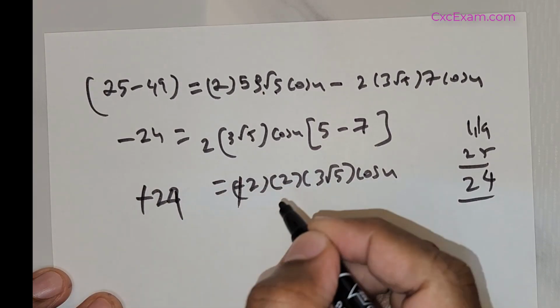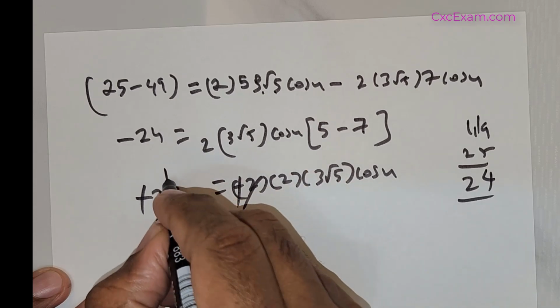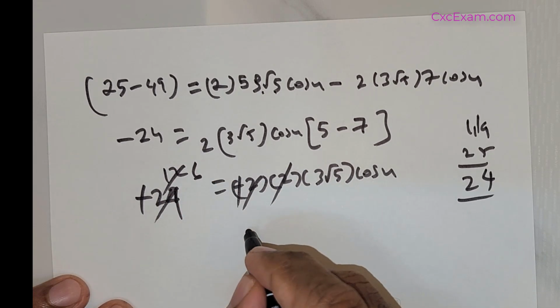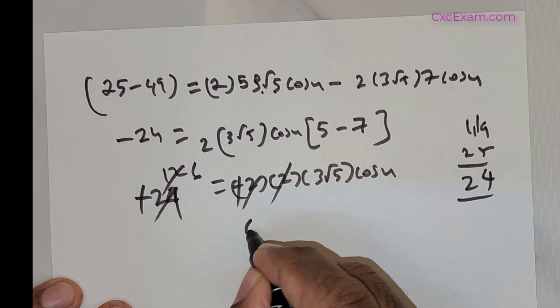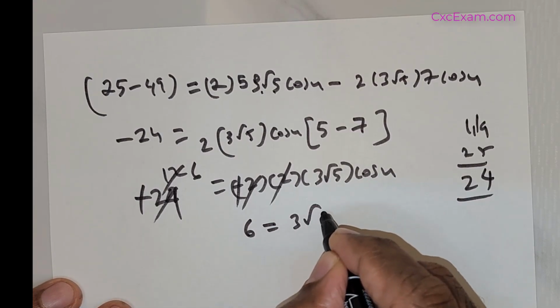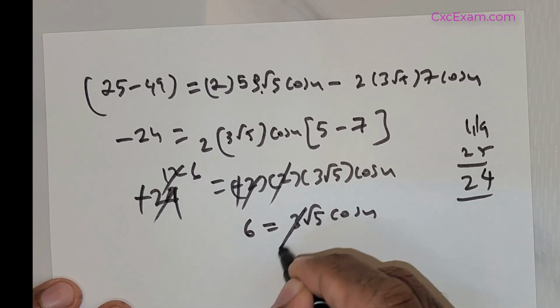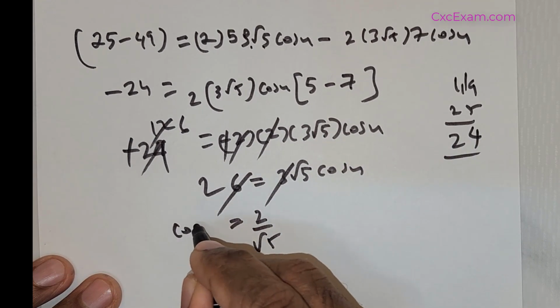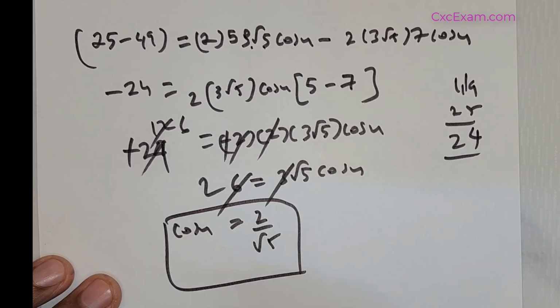So negative, positive 2 divides 24 12 times. This 2 divides 12 6 times. So you have 6 is equal to 3 times the root of 5 times cos u. 3 divides 6 2 times. So 2 over root of 5 is equal to cos u.